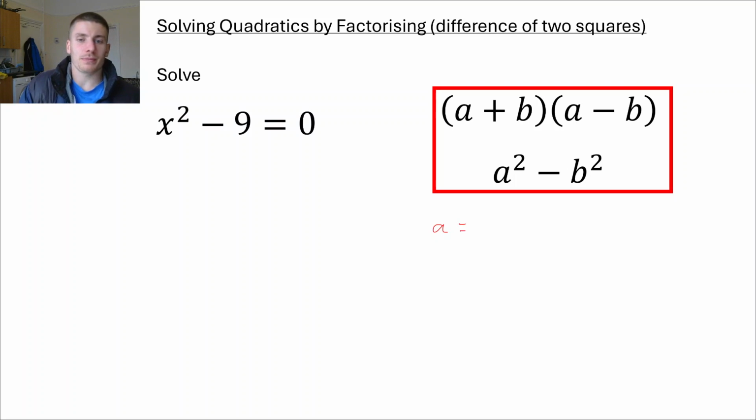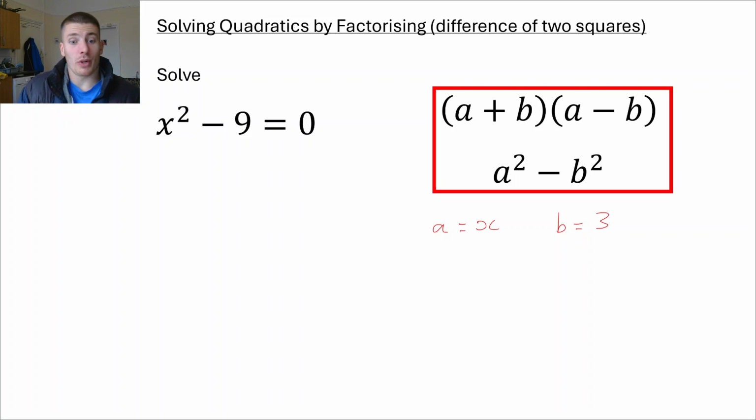In our example, what's your number being squared? Well, that a is going to be equal to x. Okay, so a is equal to x because we're squaring x. And what's your b part going to be equal to? Well, b is equal to something squared. 3 squared is 9, so your b part is equal to 3.